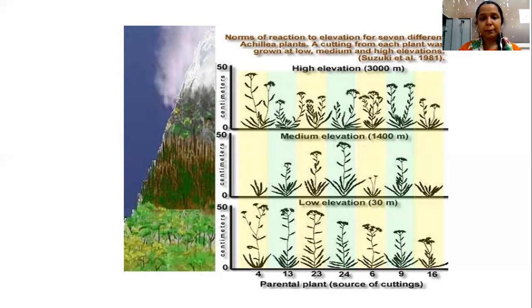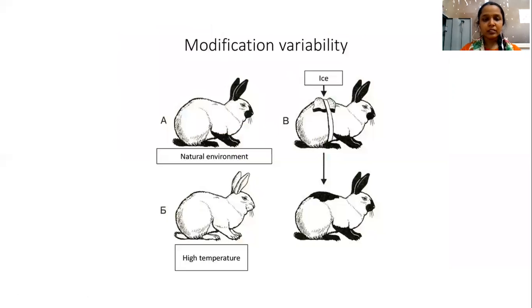So this is a best example which shows different phenotypes in different environmental conditions. Even the number of days taken by the plant for flowering also varies with the temperature and the environment. So the next one is the Himalayan rabbit.